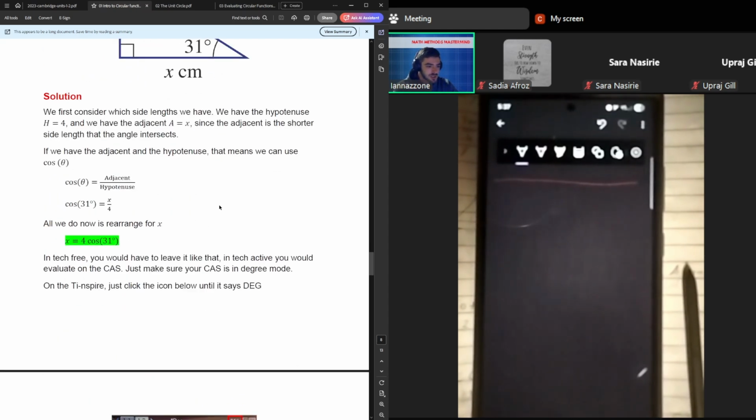In Tech 3, that's as far as you go. In Tech Active, you could get that to some number of decimal places. Very unlikely that you'll need to, though. Usually they just want this answer.